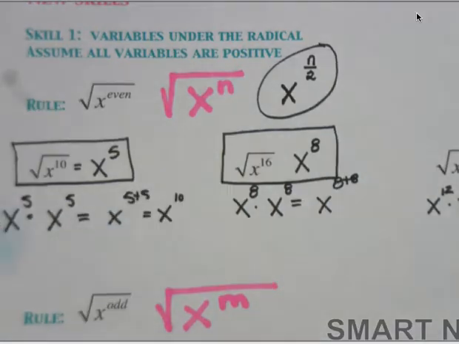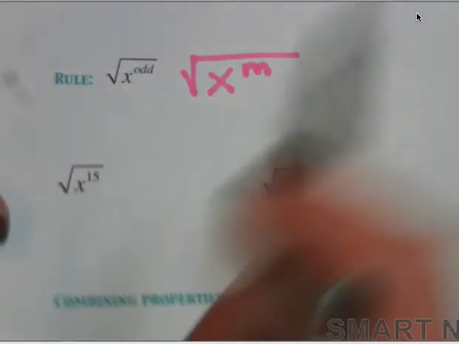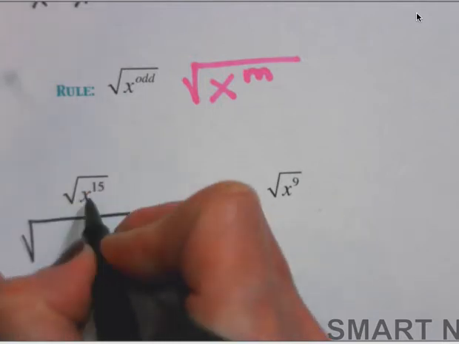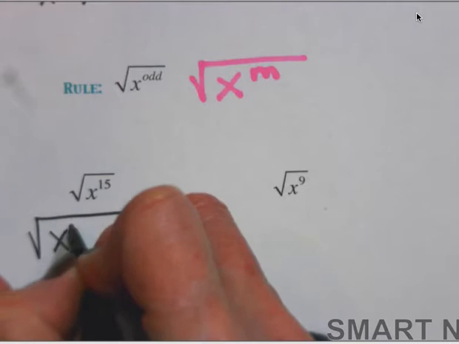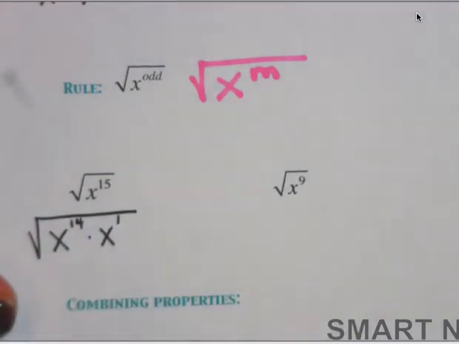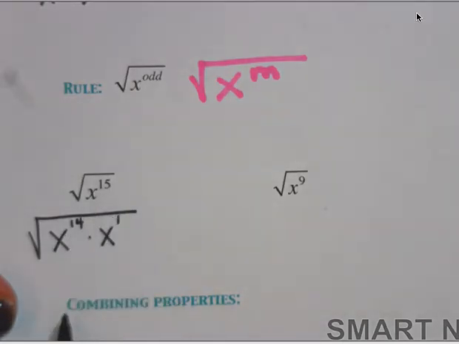Now let's look at what happens when you have an odd power. So here, x to the 15th, the largest perfect square factor of x to the power of 15 is going to be x to the power of 14. And then that's going to leave 1x left over, 14 plus 1 equaling 15. So I have to go back to my exponent properties. Remember, when bases are the same, you add the exponents together. I need to go back and recall that and remember that property.